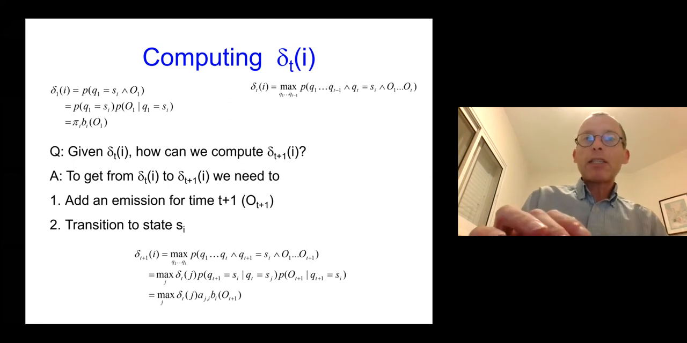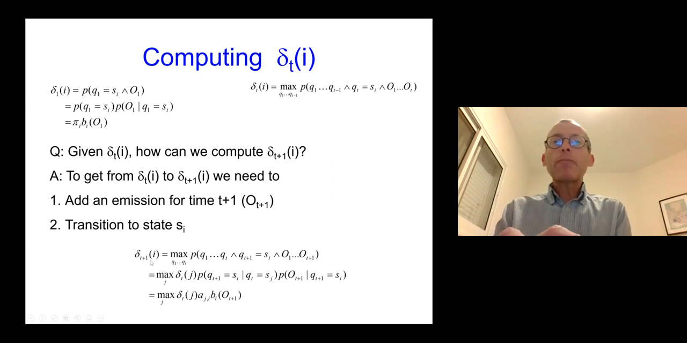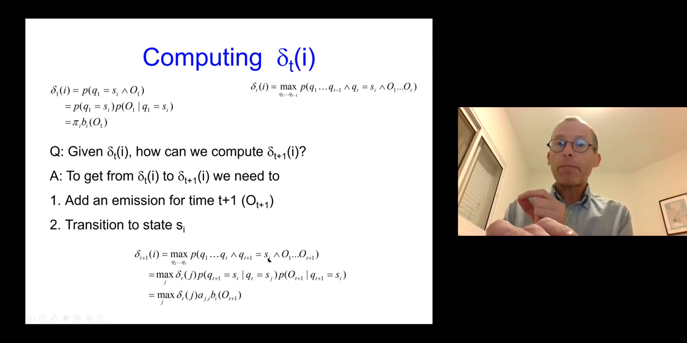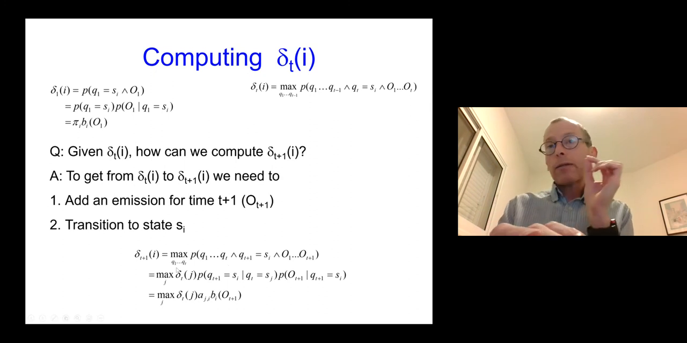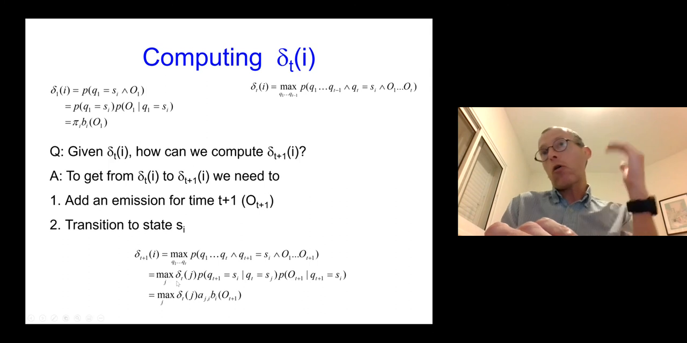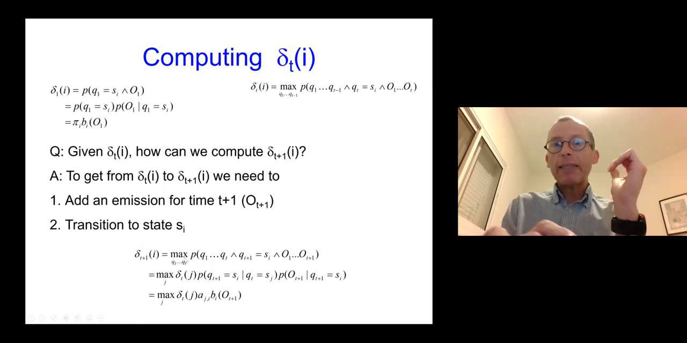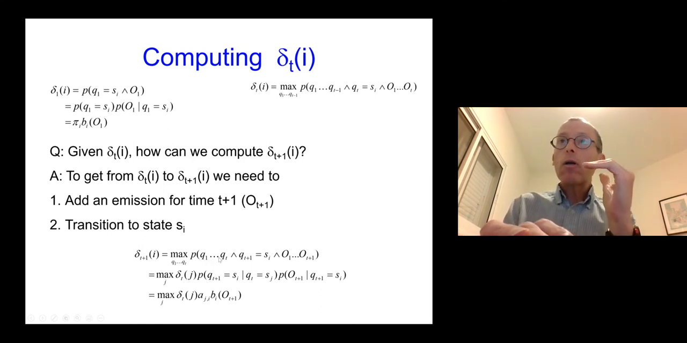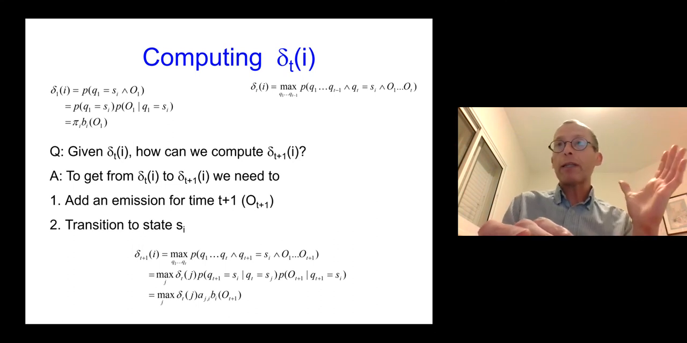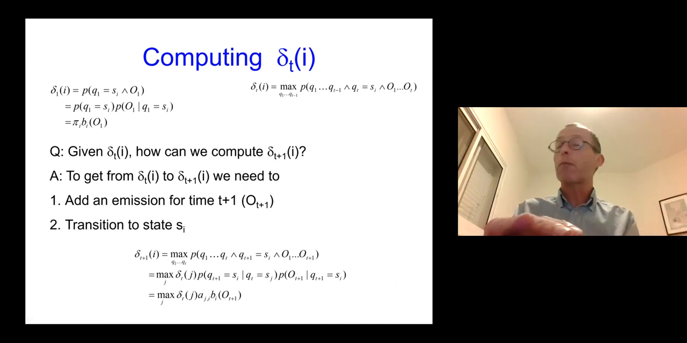So now we can use again the chain rule. Delta T plus one is Q1 to QT, and we fix the last one to be SI. So this is maximizing over all of the previous sets of states. However, we already computed delta T for all of the states. So if we know the last state in this set, Q1 to QT, we can know the best set of states before that. We already computed it, so we don't need to sum over all possible values of one, two, three. The only thing we care about is the last one because we already computed everything before that.